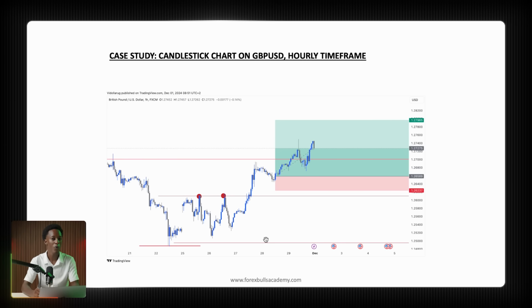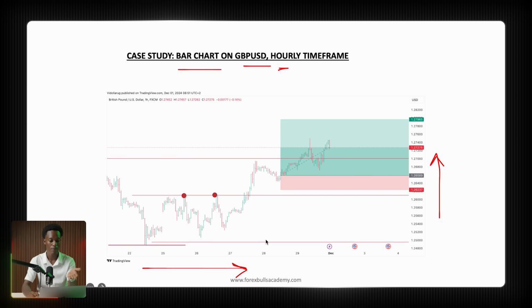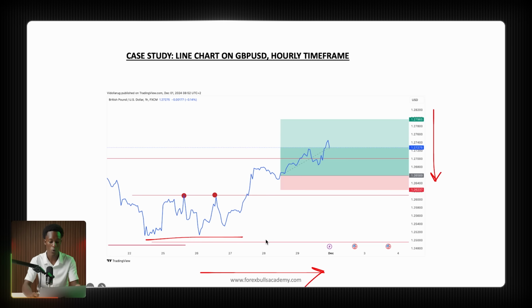Most traders use candlestick charts, and for this course we shall mainly focus on candlestick charts because they're much easier to read. If you compare this with this bar chart, or a line graph, which is also good, it leaves a lot of information behind.